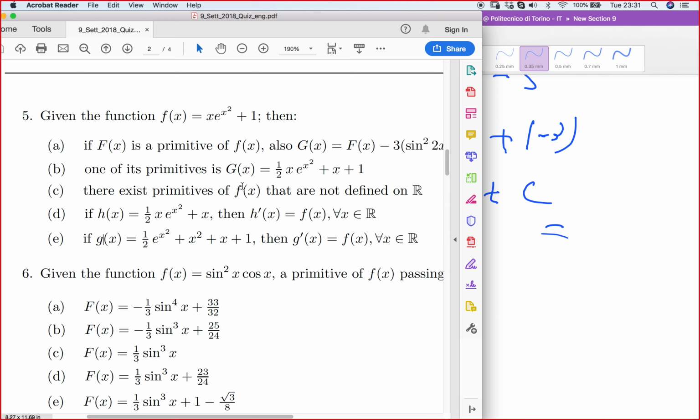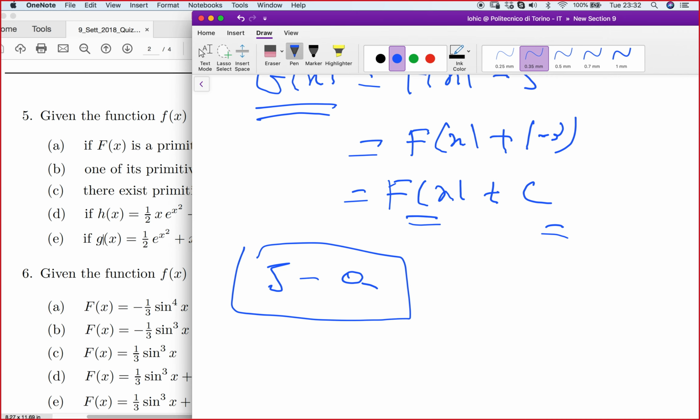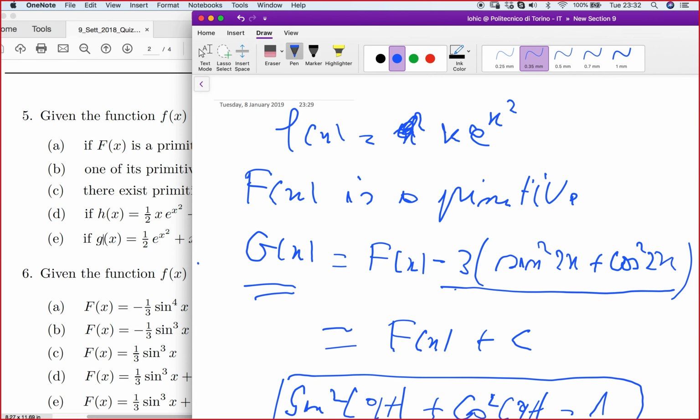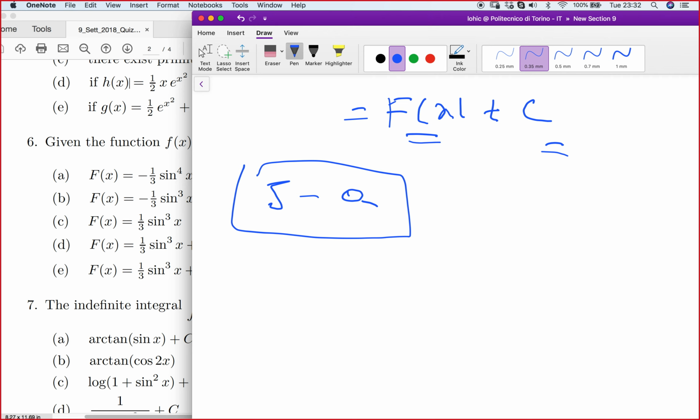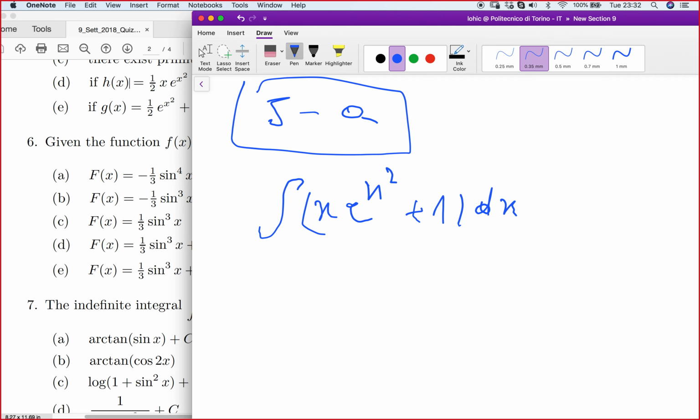One of its primitives is g of x equal to this. So let's go and find all the possible primitives of this function. Excuse me, the function was plus 1. There was plus 1 here, but it doesn't change things. So the primitive is the integral of x multiplied by exponential of x squared plus 1, all in dx, right? Now another important formula for integration is the integral of f prime times exponential of f. It's always exponential of f, yes or no?